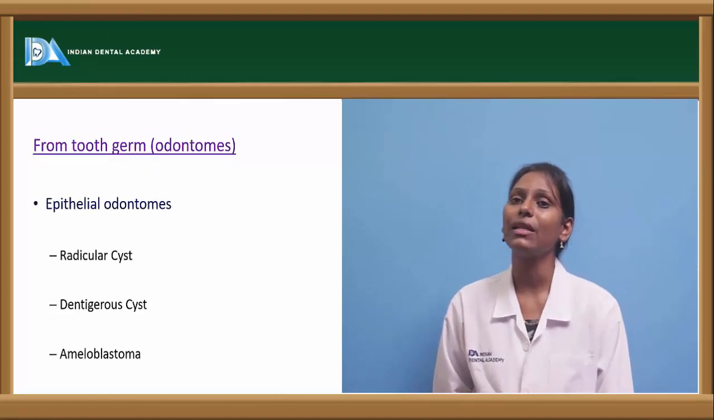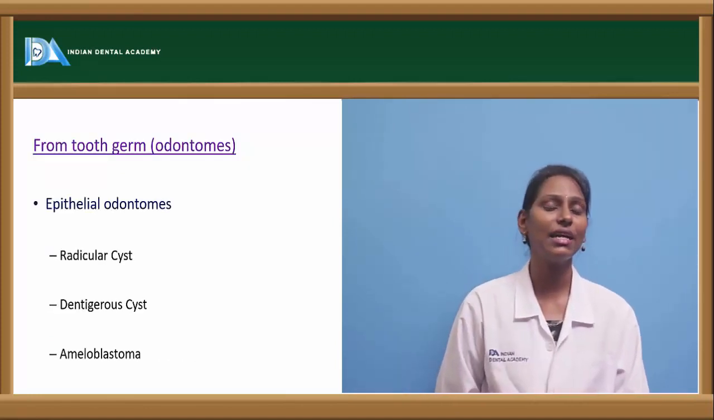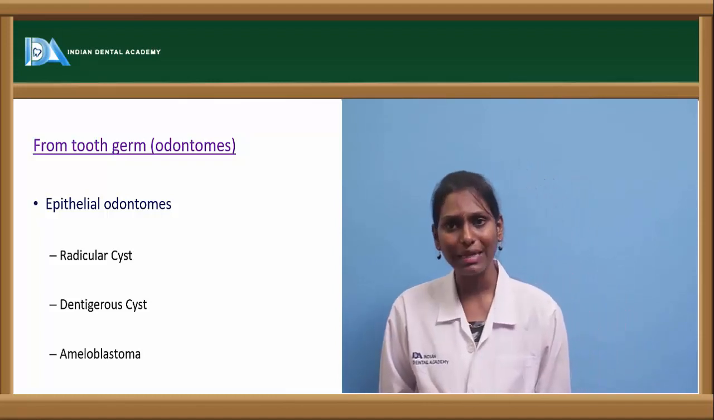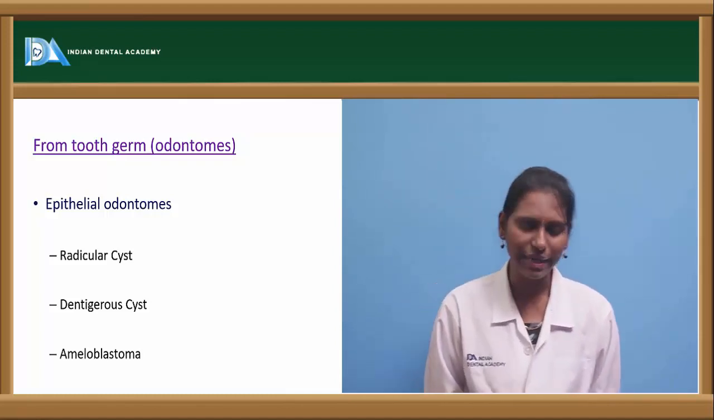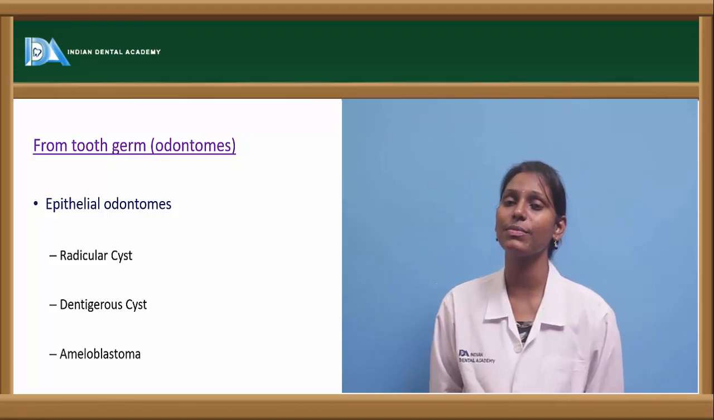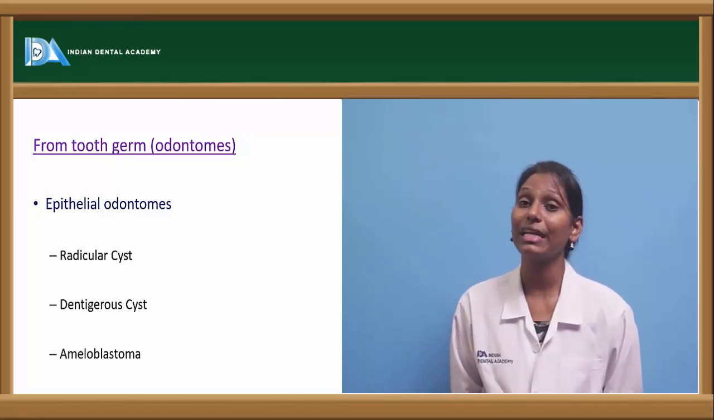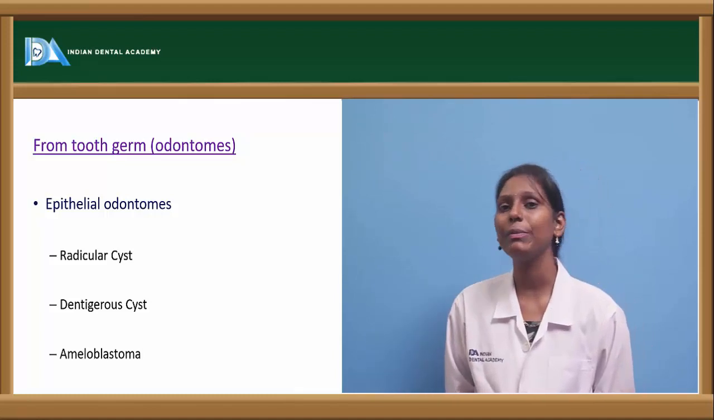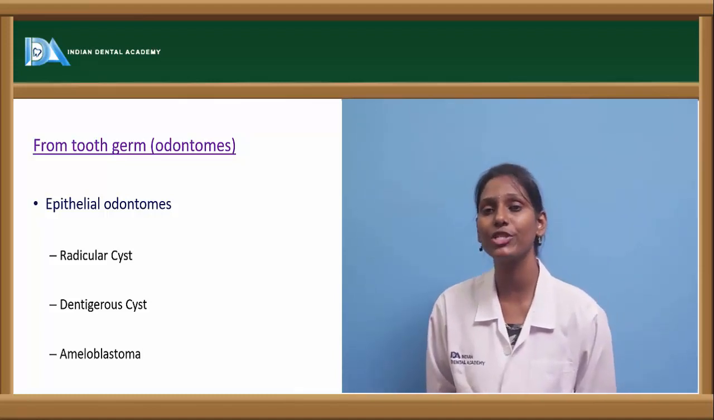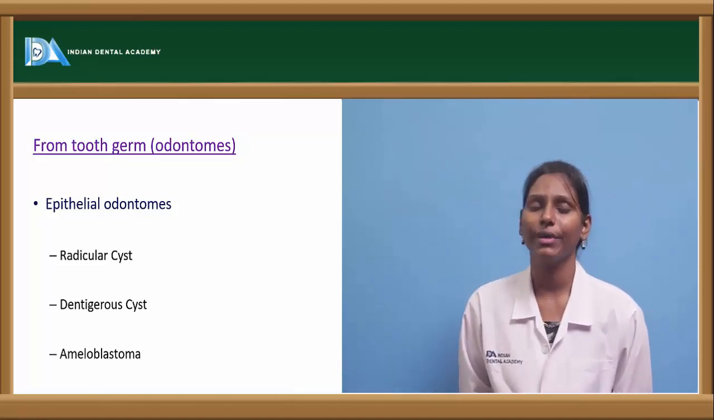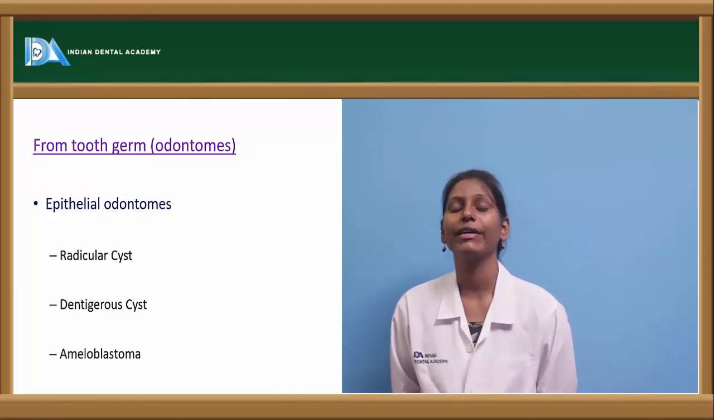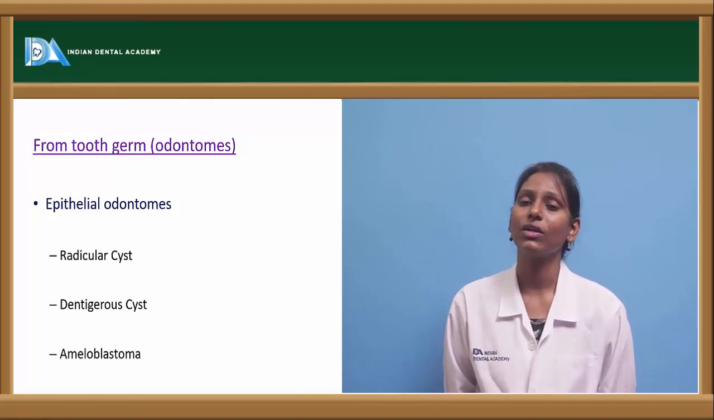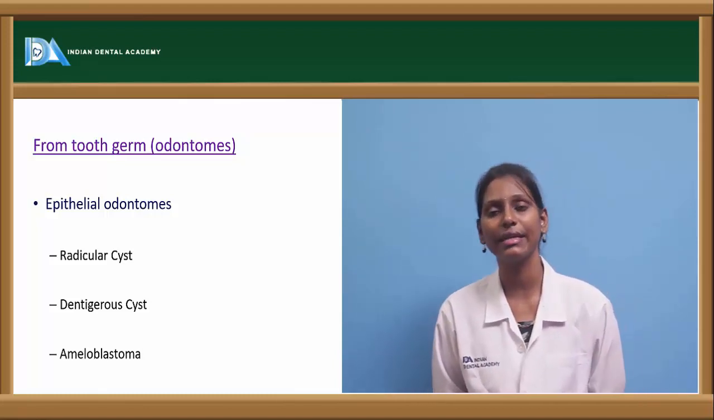Coming to these epithelial odontomes, which include radicular cyst. Radicular cyst, or periapical cyst, is because of any trauma or any infection within the tooth. That is like your dental caries. When the pulp is involved, there will be formation of periapical granuloma in reaction to the infection present there. And this periapical granuloma, the center can undergo cystic degeneration, resulting in a radicular cyst.